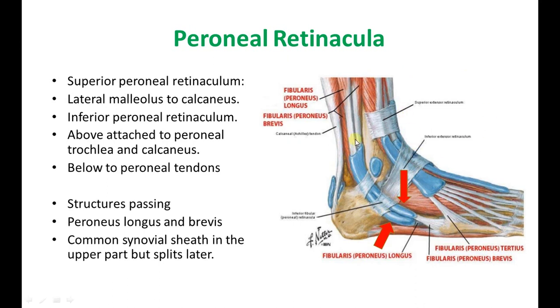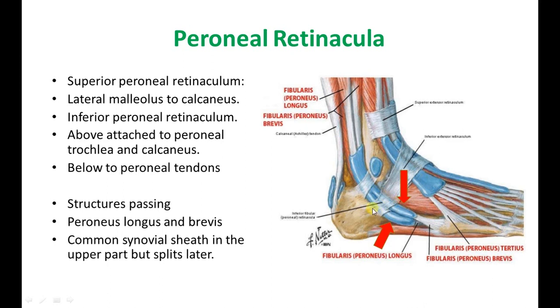Next, you are able to see the peroneal retinacula. You have the superior and the inferior peroneal retinacula, which hold the tendons of peroneus longus and peroneus brevis. The superior peroneal retinaculum extends from the lateral malleolus to the calcaneus, and deep to that you are able to see the peroneus longus and brevis, which are inside a common synovial sheath.